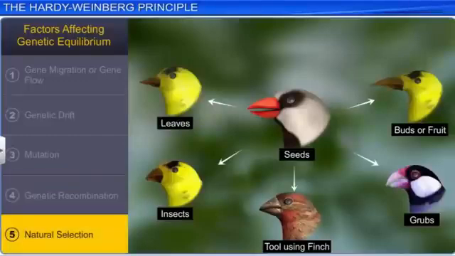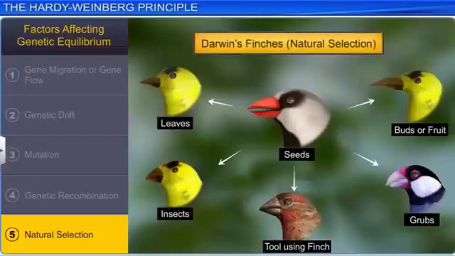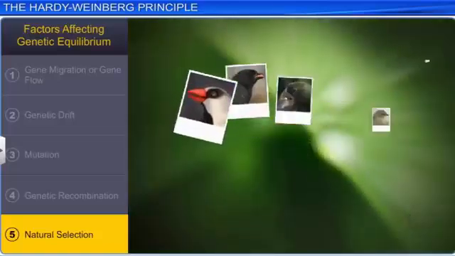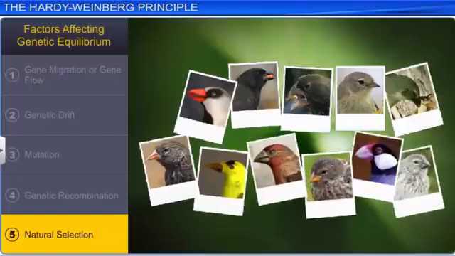Natural selection also affects genetic equilibrium. It is a process in which future generations inherit traits with variations from their ancestors. For example, Darwin's finches of the Galapagos Islands. These heritable variations help organisms adapt themselves to the current environment, increase their chances of survival, and reproduce more successfully than others.